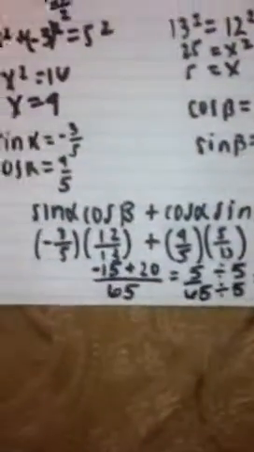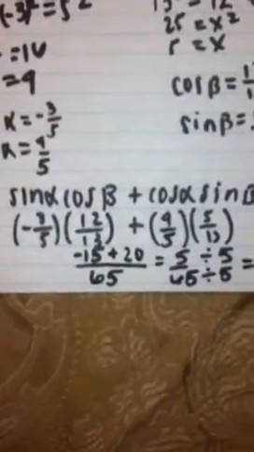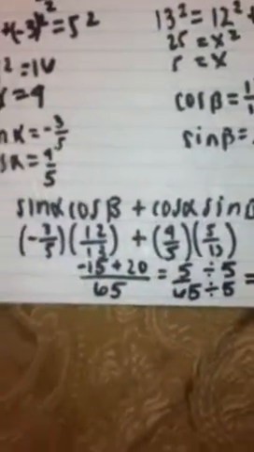Now we plug everything into the equation. Sine of alpha equals negative 3 over 5, multiplied by the cosine of beta, which is 12 over 13, plus the cosine of alpha, which is 4 over 5, times sine of beta, which is 5 over 13. We plug it all together.